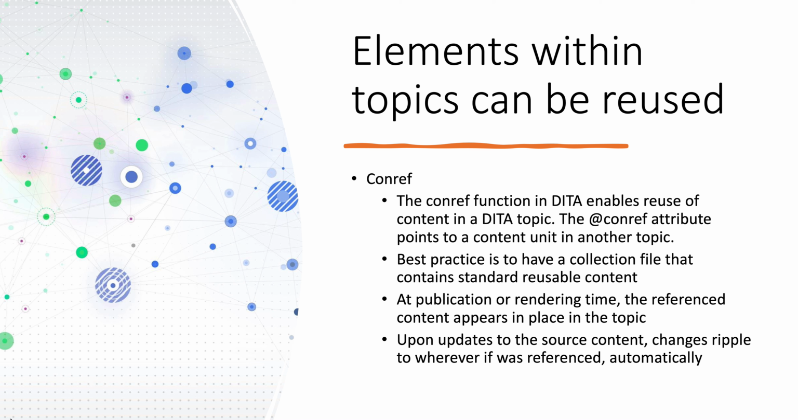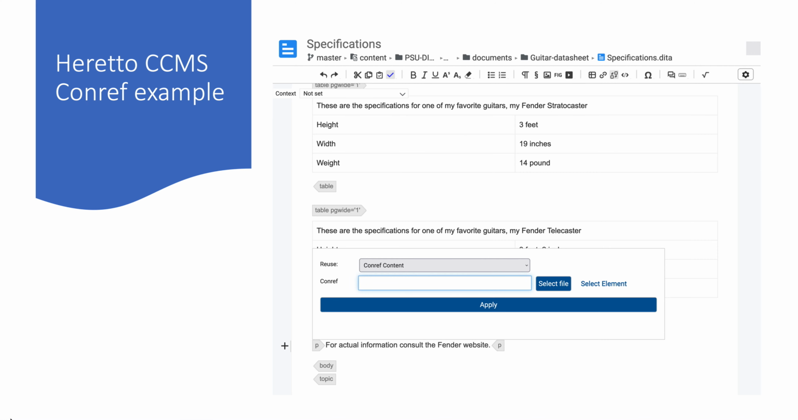Okay, so here's an example, and I would encourage you to pause this recording and go through these steps yourself. There's an example in the Pareto component content management system. But in this particular file, and I'll show you where this file is in a minute here, we have a conref. So the way you do that is that you select your conref mechanism in Pareto, and you choose the conref content, and then you select a file, and then you can select an element. So in this case, we're selecting something from a specification table.